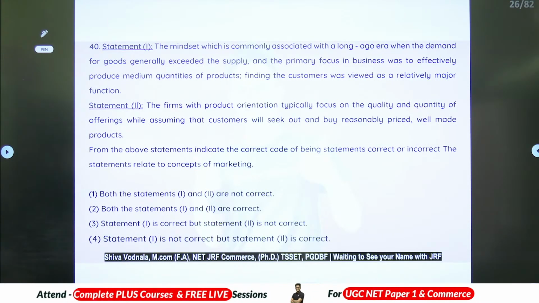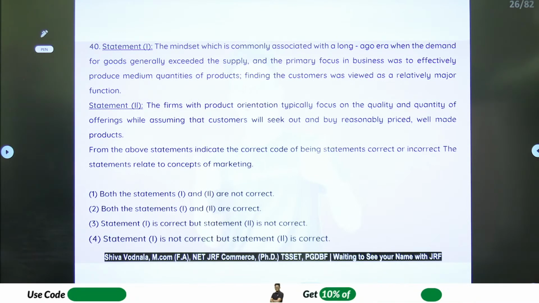Next. They are asking about the one that is not high. They are not asking about which one will be high.